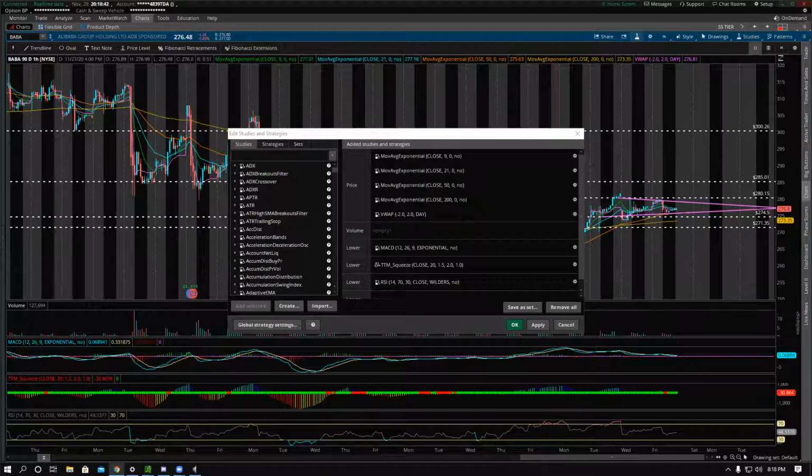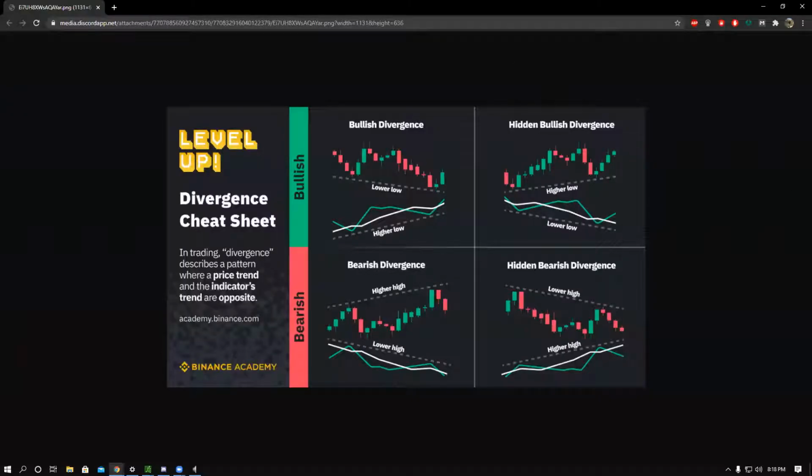So, whenever you have an indicator showing you something that's not reflected in the price action, we call that divergence, right? And that's basically any discrepancy between the price action and the indicator, right? So, this is a pretty good chart to show you what I'm talking about.